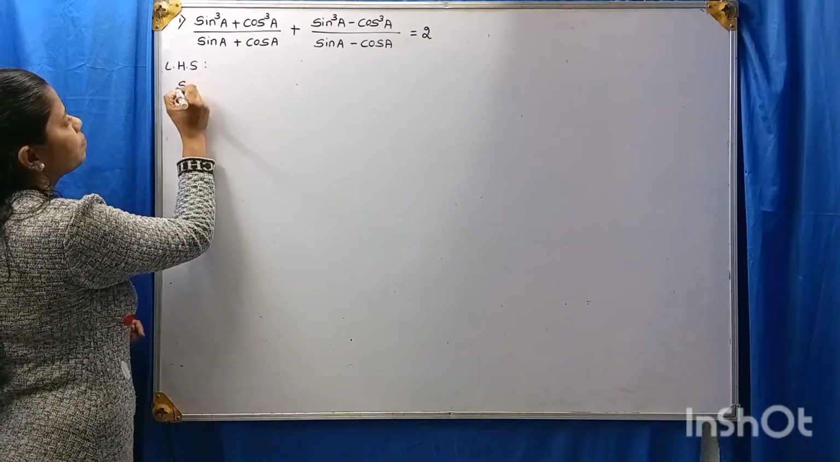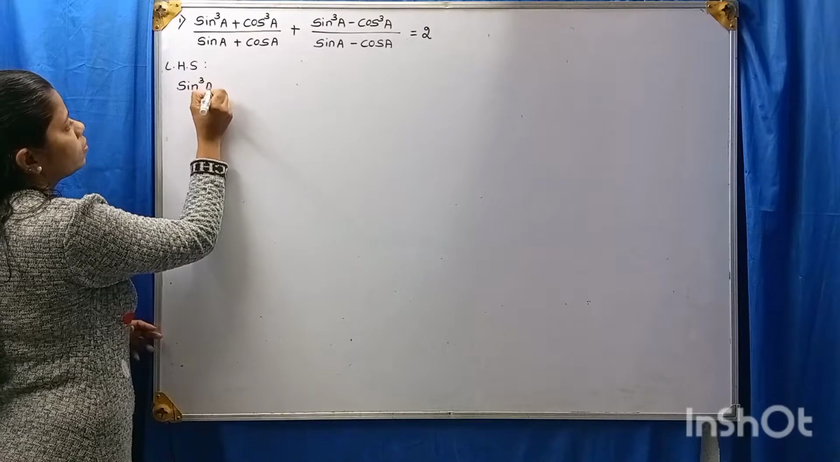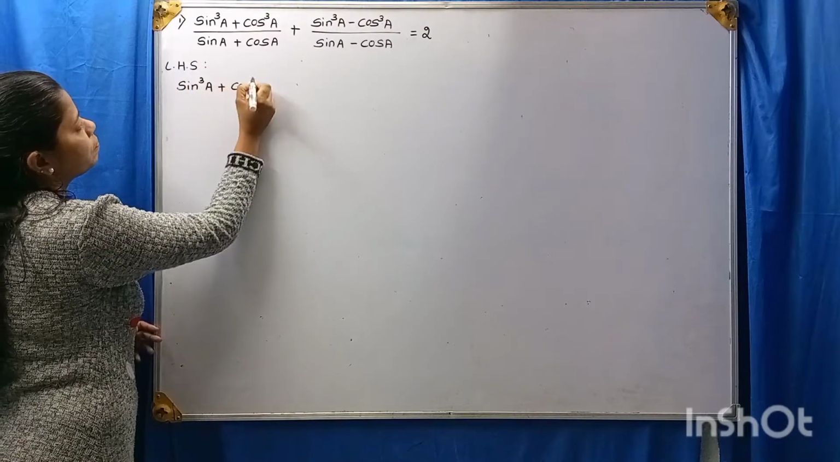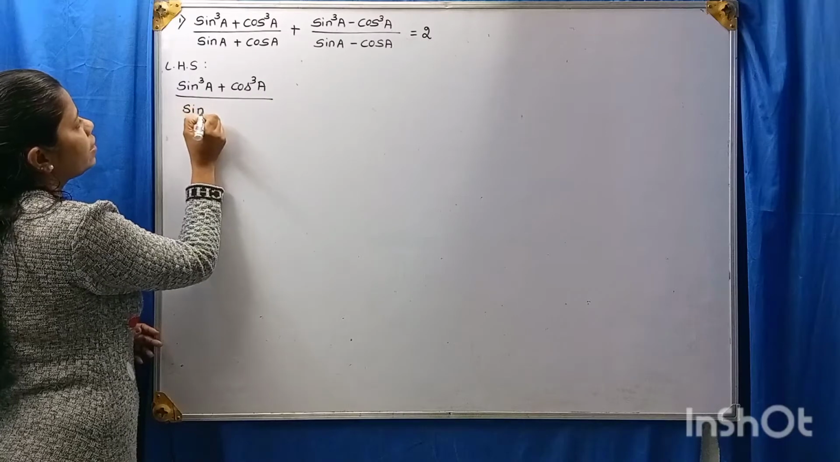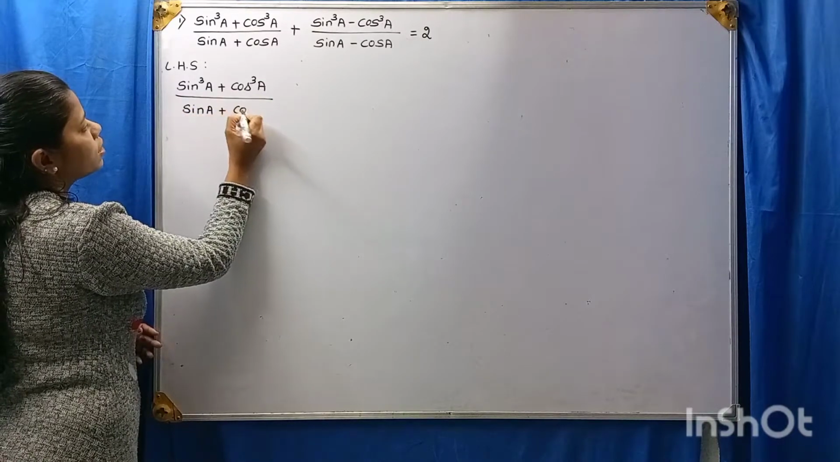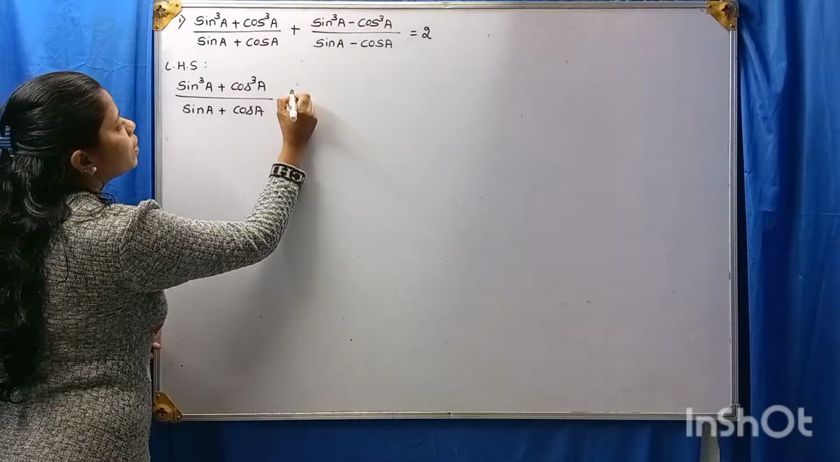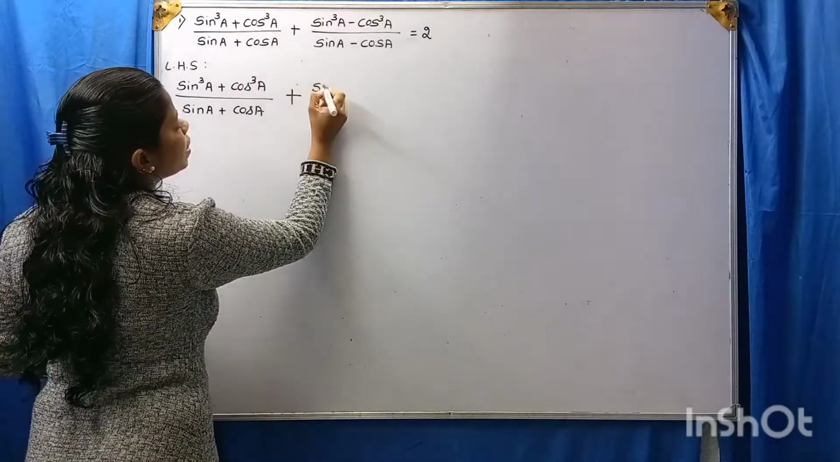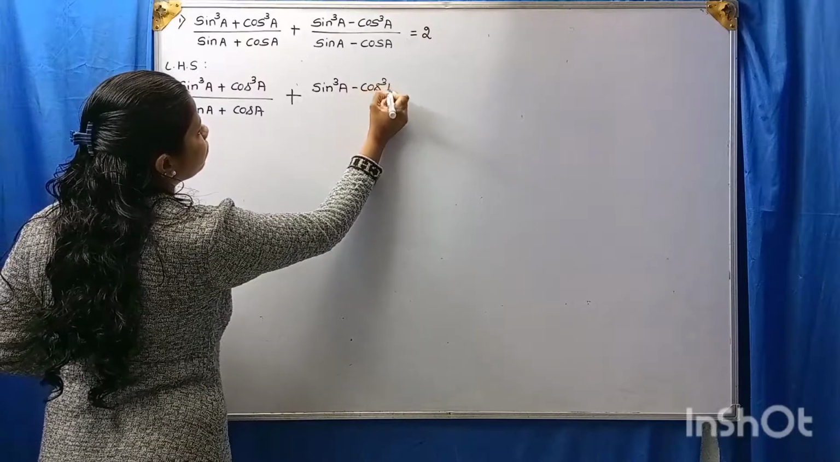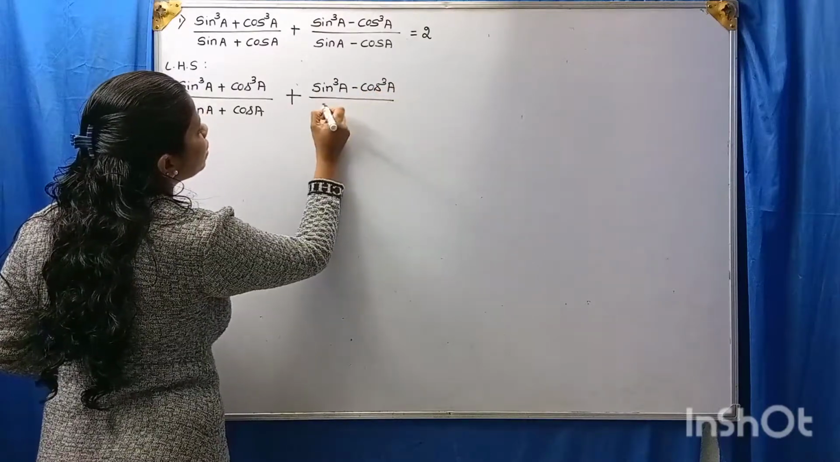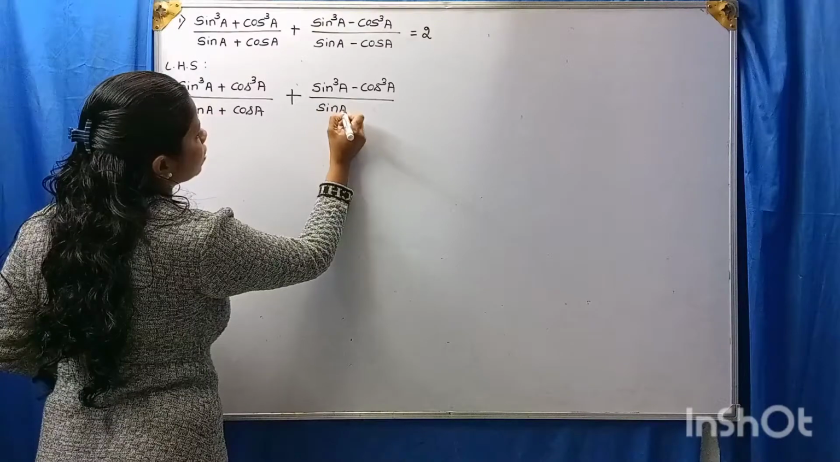(Sin cube A plus cos cube A) whole divided by (sin A plus cos A) plus (sin cube A minus cos cube A) whole divided by (sin A minus cos A).